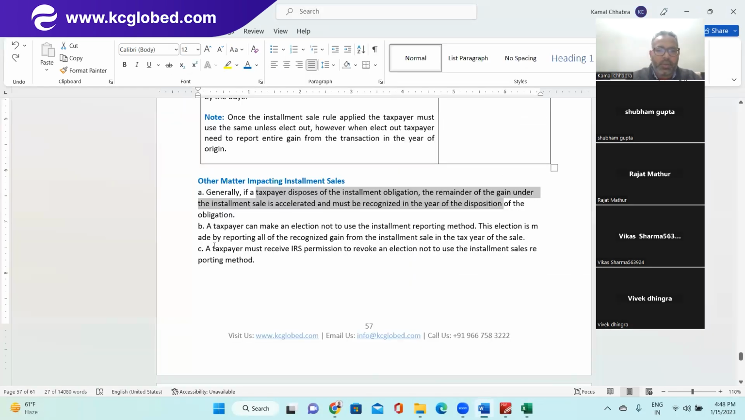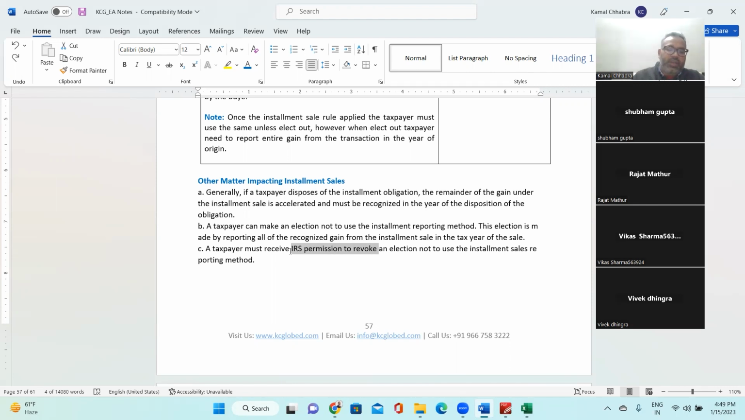Simple one. The third one is that a taxpayer must receive IRS permission to revoke an election not to use the installment sales reporting method. So initially, if you have chosen the installment sale method, and later on you are planning to change it, then you need to take IRS approval for the same. Looks good?